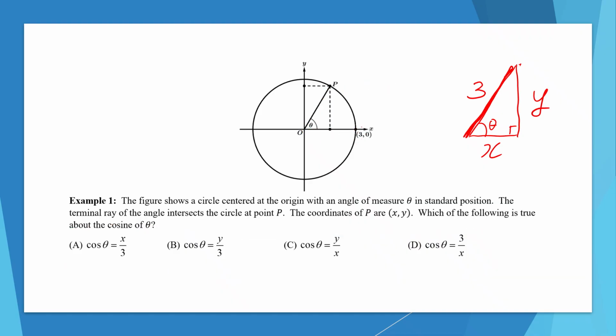Once we have this, what is cosine? So cosine theta, using the definitions that you've done before, is just adjacent over hypotenuse. But then in terms of x, y, and 3, adjacent is x, over hypotenuse is 3. So we're looking for cosine is x over 3. So A would be the correct answer there.